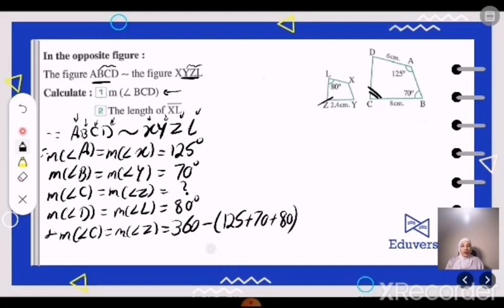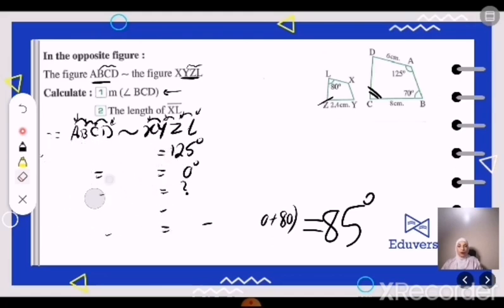Now just add it using calculator and subtract the result from 360, which will be 85 degrees. Then the result here will be 85 degrees. Find the length of XL. Okay, we know that the sides should be proportional. Since they are proportional, that means AB over XY equals BC over YZ, CD over ZL, and of course AD over XL. We will try to write this here.